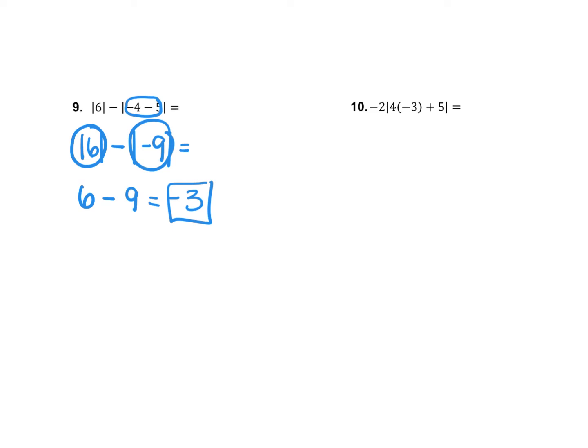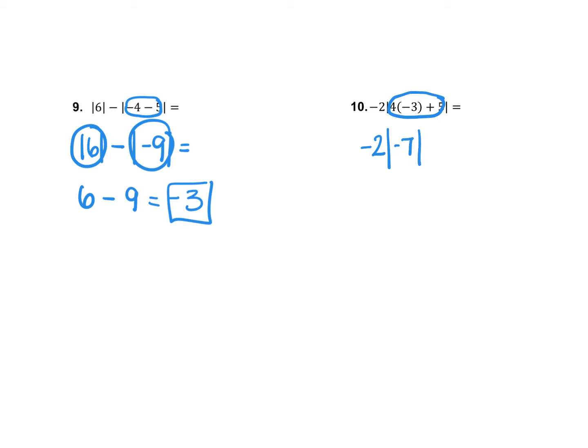All right, and for our last one in this section, we have negative 2 times the absolute value of 4 times negative 3 plus 5. All right, so before I do anything, let's simplify everything on the inside of this absolute value first. So I'm just going to come back and write my negative 2 here. All right, so I have 4 times negative 3, that gives me negative 12. And then negative 12, now plus my 5, gives me a negative 7.